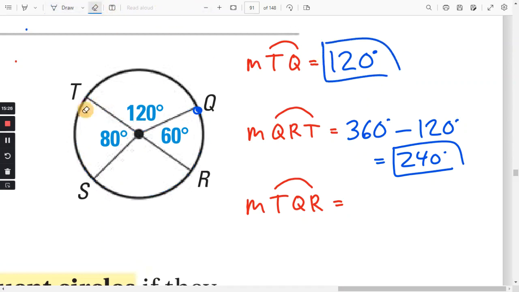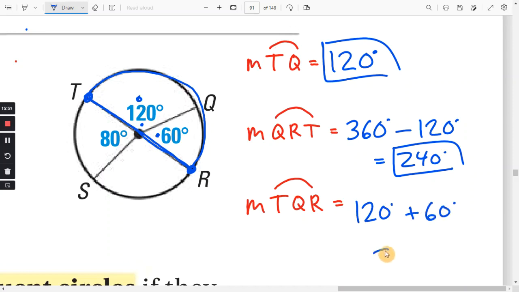And then finally, TQR. If we travel from T to Q to R right here, we have this right here. Looks like a semicircle to me, but just to make sure, we have 120 plus 60. And of course, that is just 180. So yes, that is a semicircle.